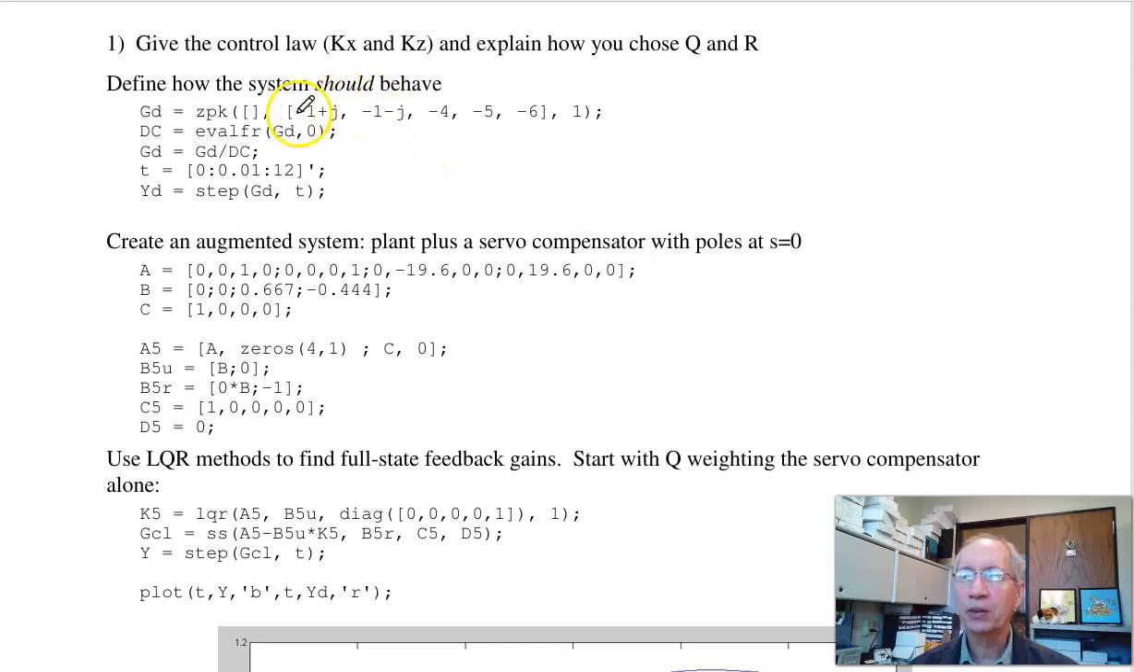The trick I'm going to use is to find the desired response. So this is something that meets my requirements: settling time of about 6 seconds, less than 10% overshoot. Kind of arbitrary. Here's my dominant poles. These you may or may not need. I just included them because it's a fifth order system. It's a lot easier making a fifth order system look like a fifth order system.